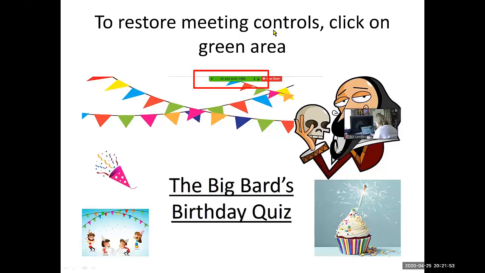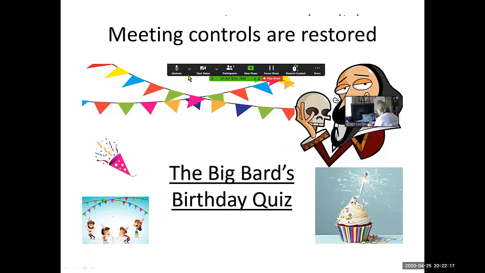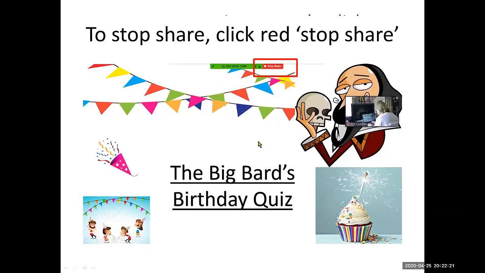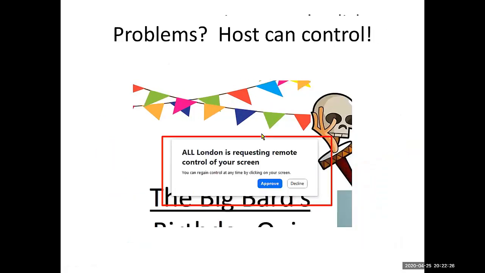If you're in a position where you're sharing and you suddenly think, but where are all the controls, those lovely little meeting controls in the black box where you've got mute, stop video, they've disappeared. The way in which you get them back again is you click on this green bit here. Before I used to just generally go like this and it would happen, but actually if you click on that green section there, then it will restore those meeting controls. Okay. If at any time you want to stop the share, it's really easy. You click the red stop share, not too difficult.